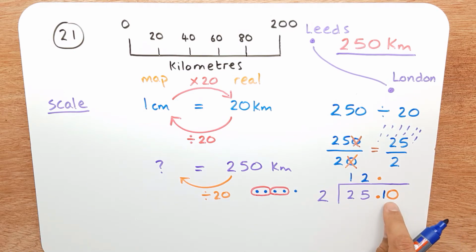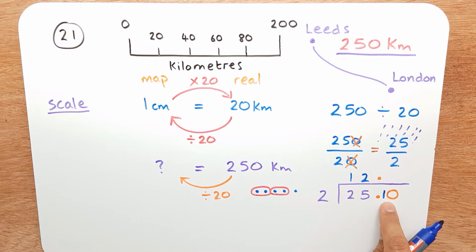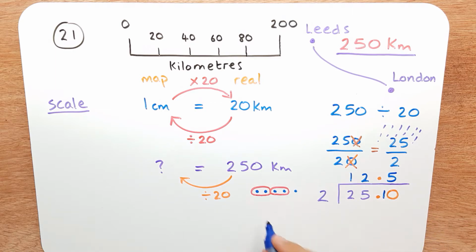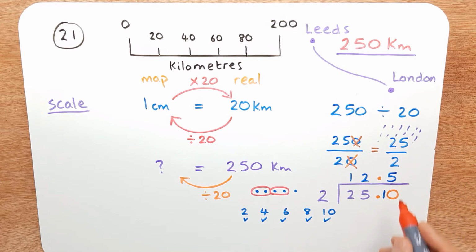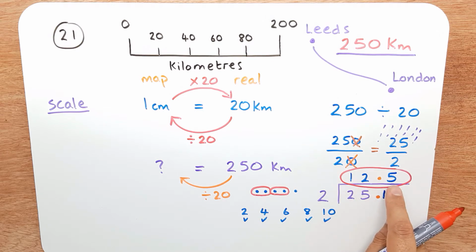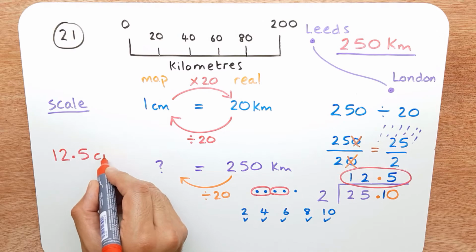So now this 0 becomes 10. Now we have how many 2's are there in 10? There's 5, because I know my 2 times table. 2, 4, 6, 8, 10. So I have 1, 2, 3, 4, 5, and that 5 goes there. So my answer here is 12.5. So what's the distance on the map? 12.5 centimeters.